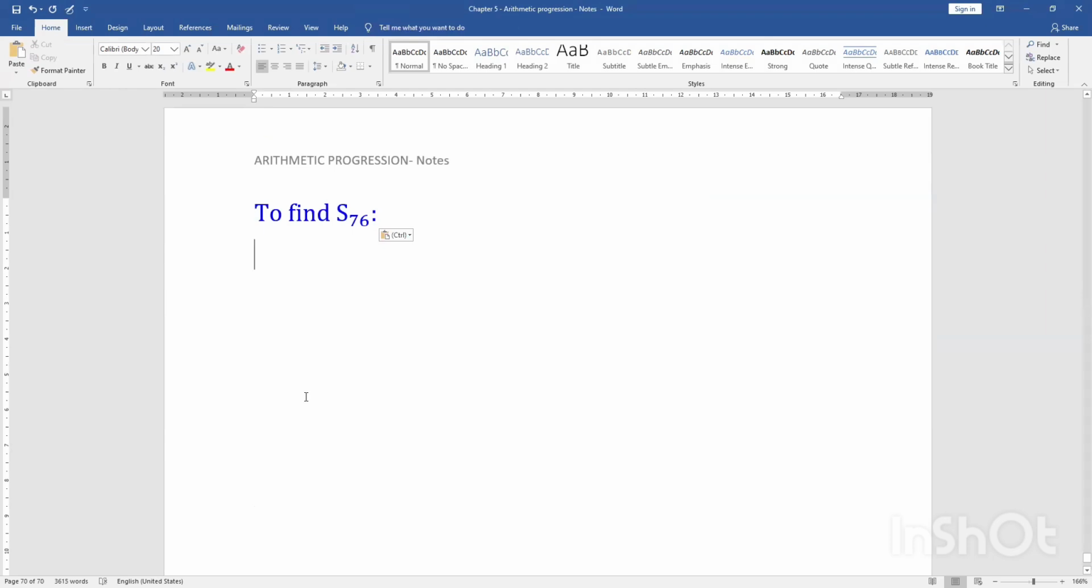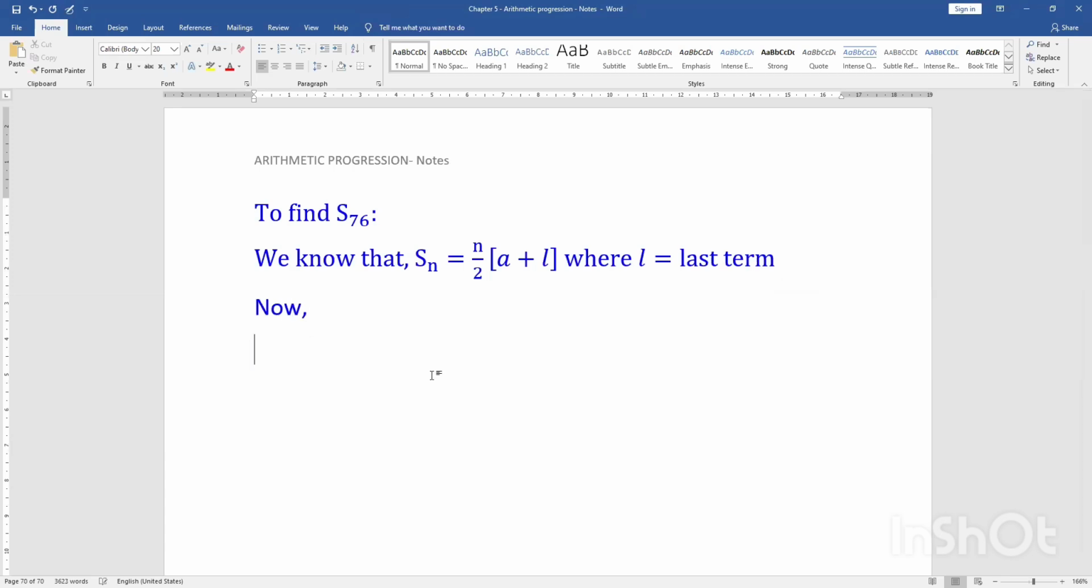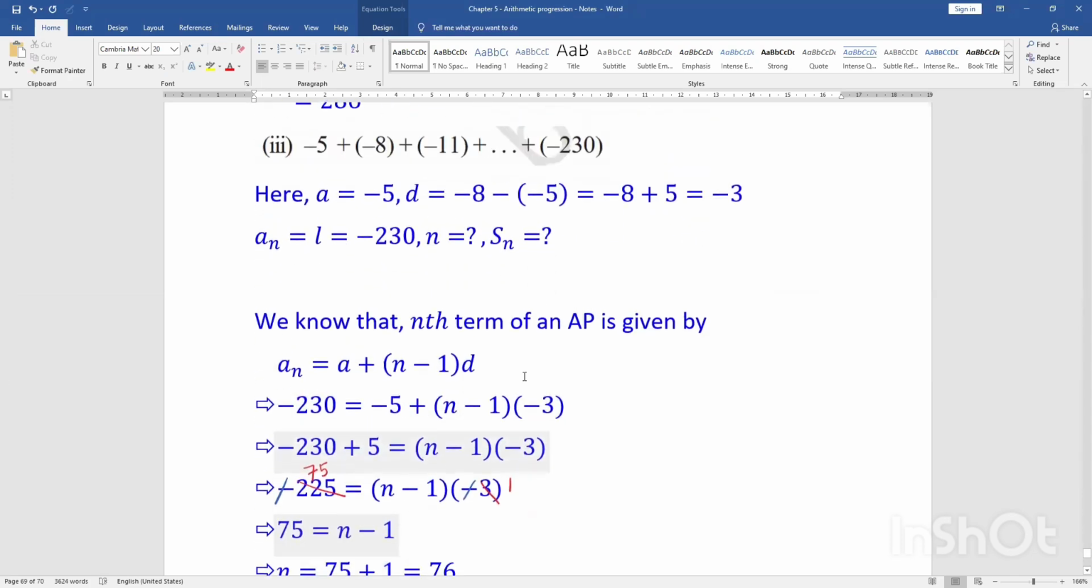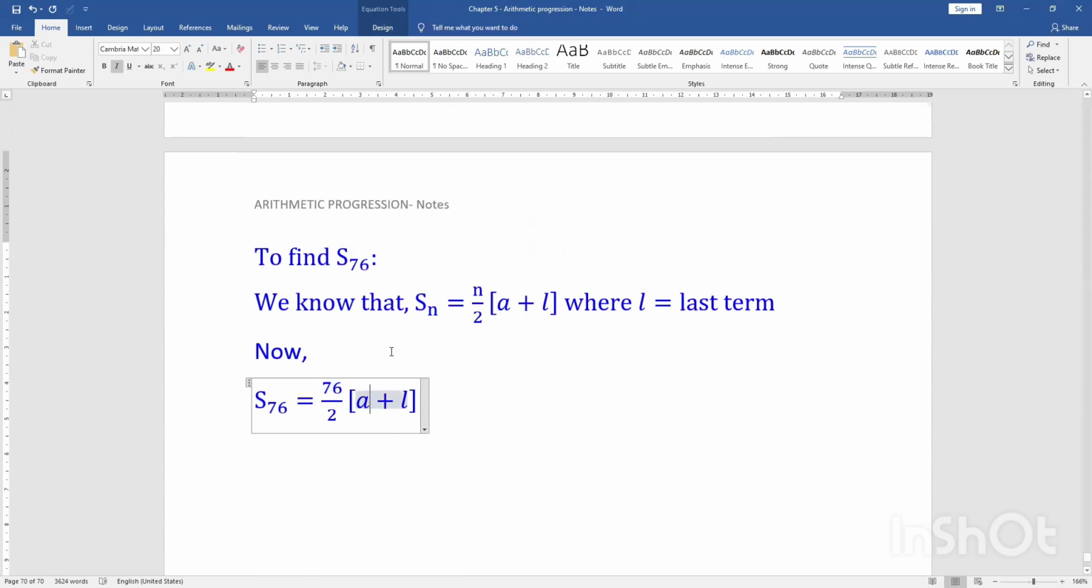Here we are going to use the formula Sn is equal to n by 2 into a plus l, where l is the last term. Now I write down the same formula, no changes, but here I'll show you the substitution. What is n here? N I put as 76. Here also n will become 76. And what is the a value? The a is the first term, which is nothing but minus 5. So put it as minus 5 here.